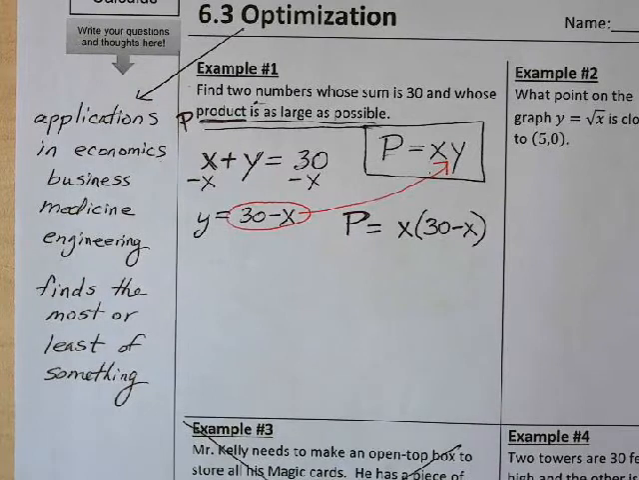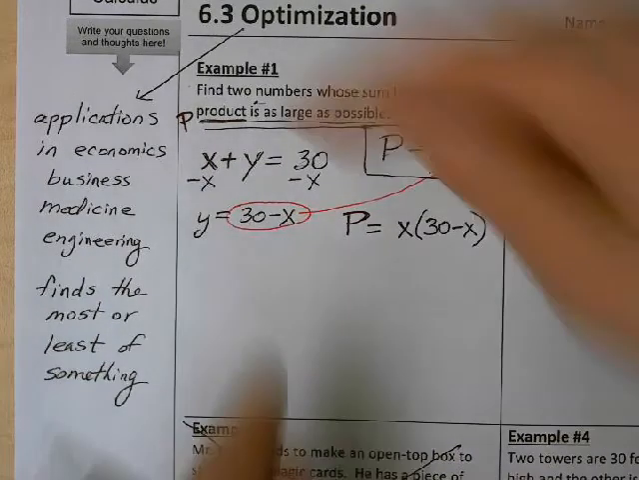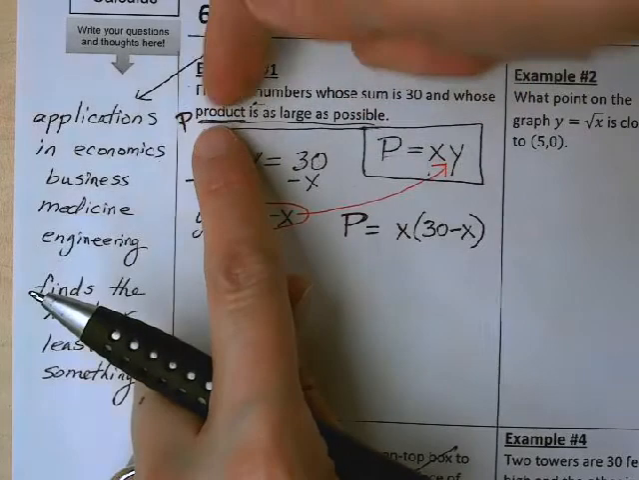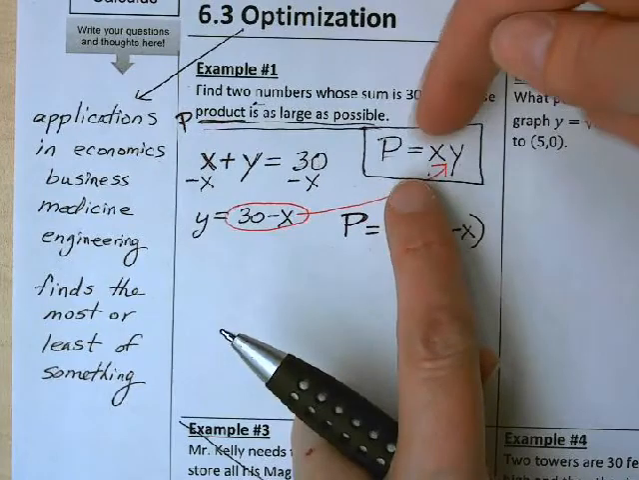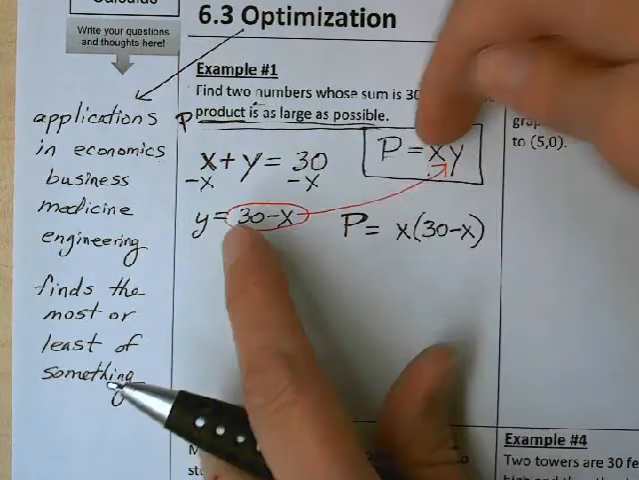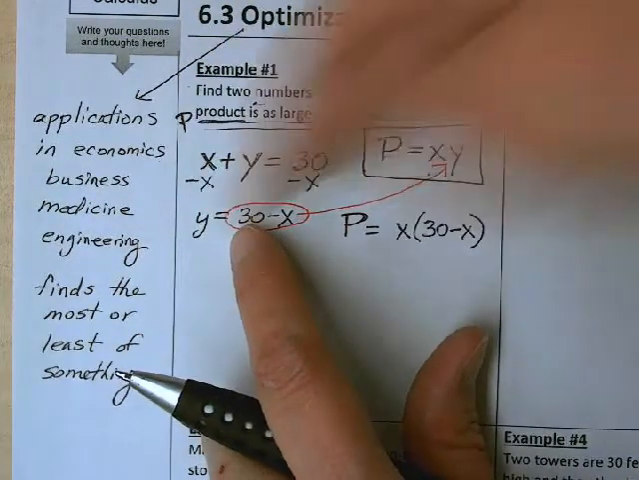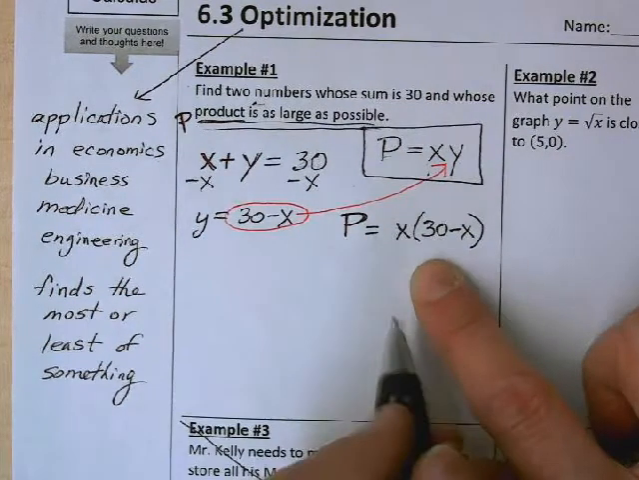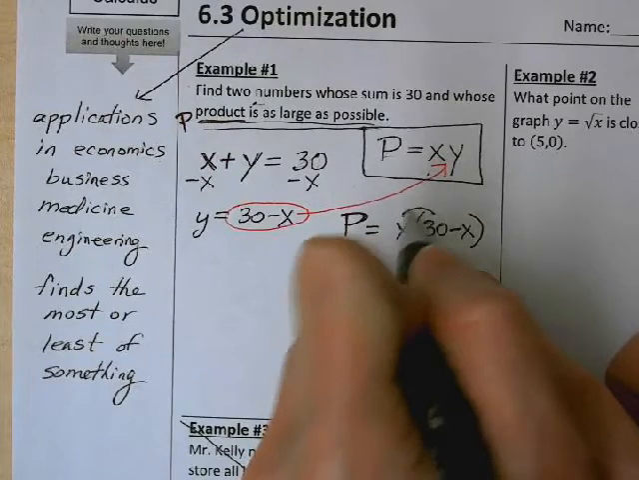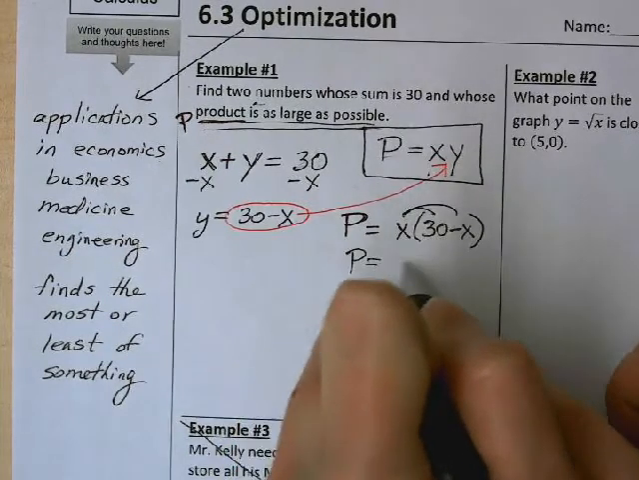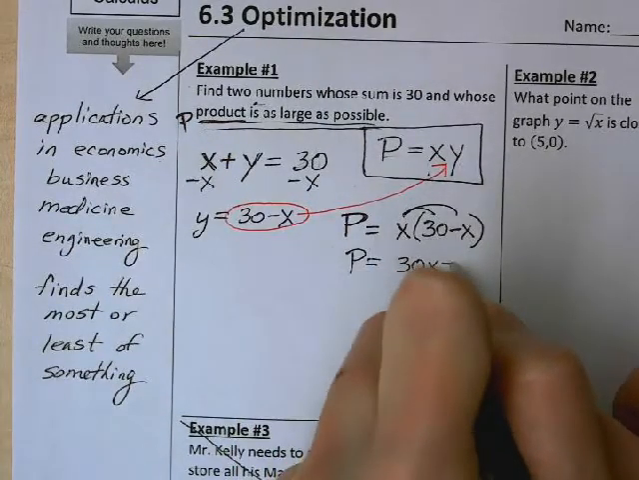And that's what you're going to want to do on these optimization problems. There are usually a couple of equations you're working with, but you have to think, this is the main equation I'm worried about, because it's the one we're trying to work on to find the largest product possible. This is the primary equation, and you use the secondary equation to plug into that one. Now I could distribute this and have P equals 30x minus x squared.